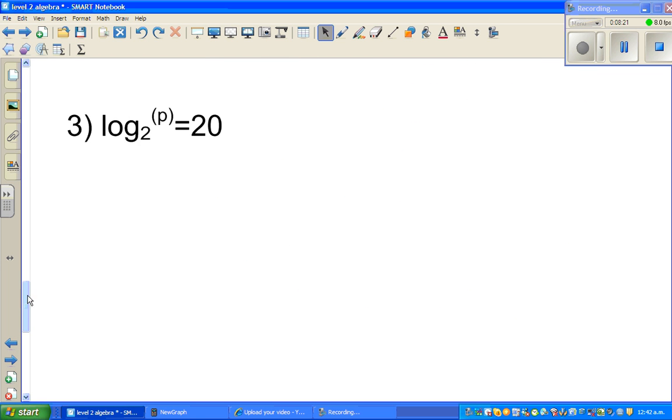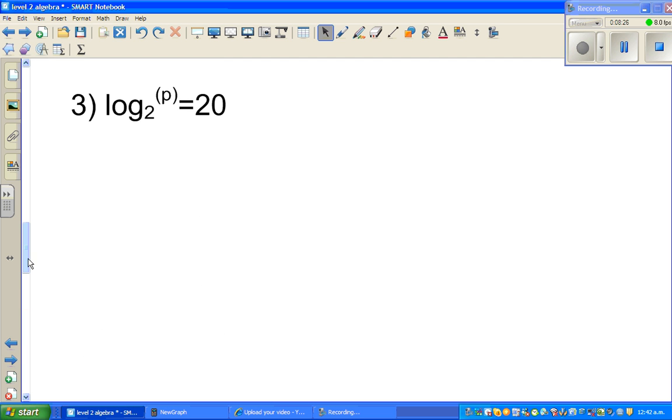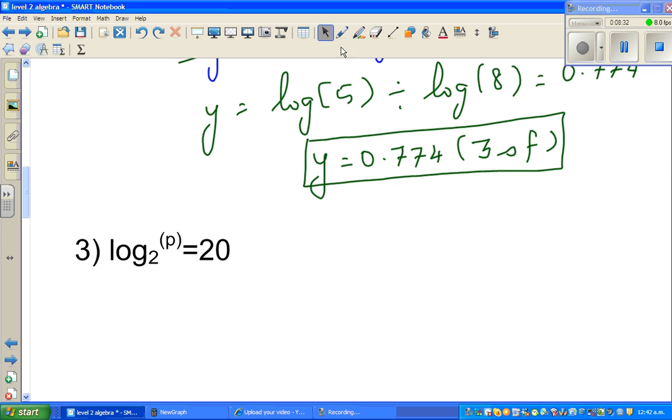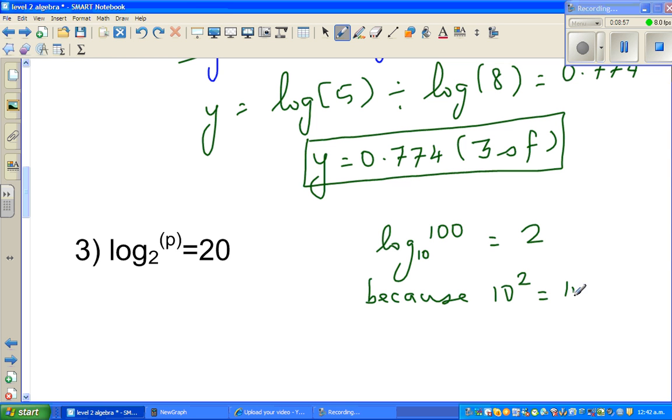Now this is again a question of log. To understand this question, you should know the basic definition of log. I'll not go into the basic definition. See, log of, say, 100 is equal to 2. How do I know that? Because the base of log is 10 here, because 10 squared, or 10 to the power 2, is 100.